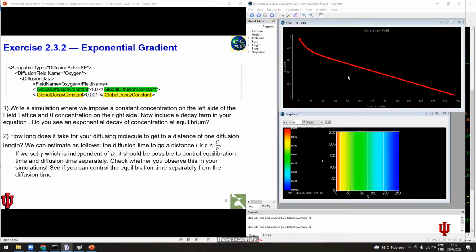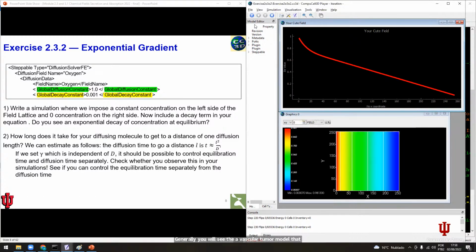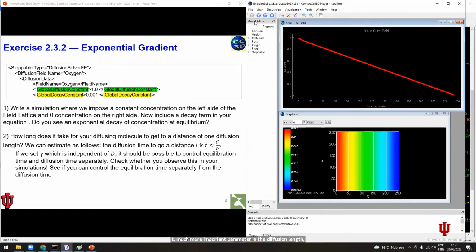Generally, when you are building a model, for example, a tumor model, time is strange because you also have the growth, the cell growth. So the cell growth also parameterizes time. Generally, you will see in the avascular tumor model that a much more important parameter is the diffusion length. So what would be the diffusion length in this case?